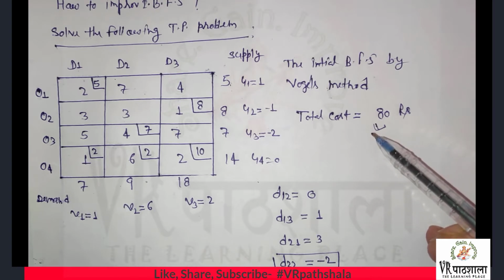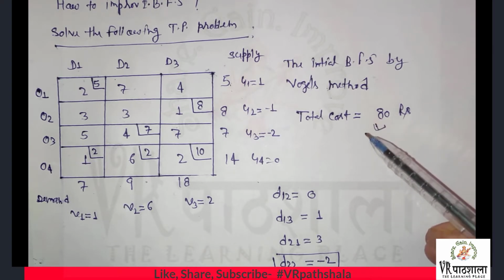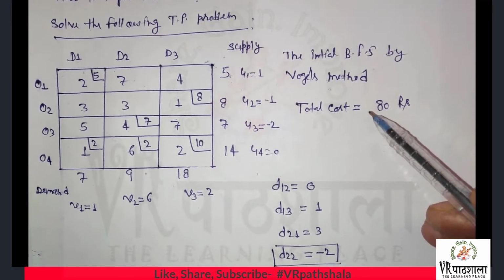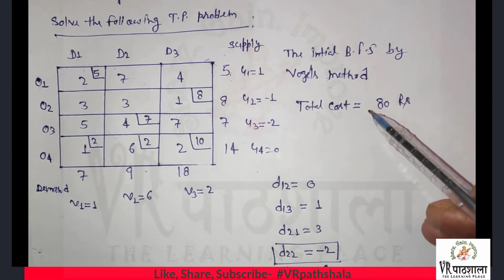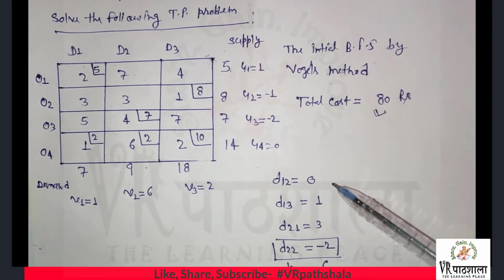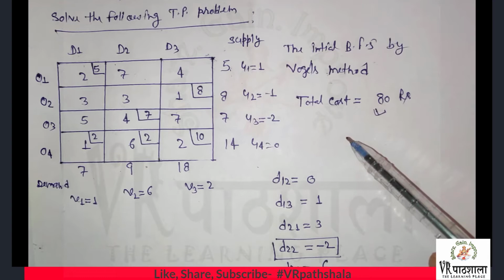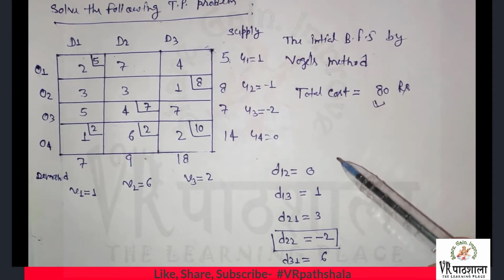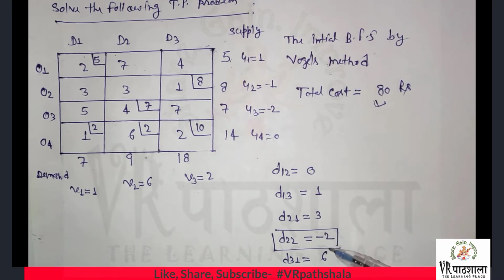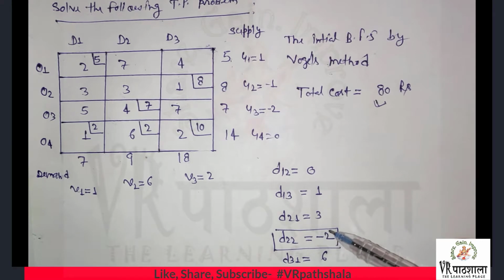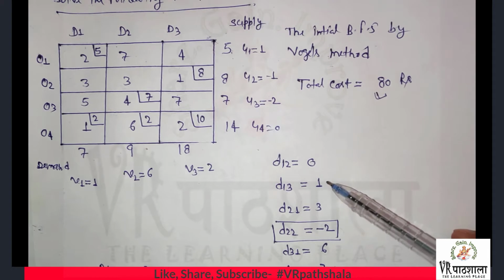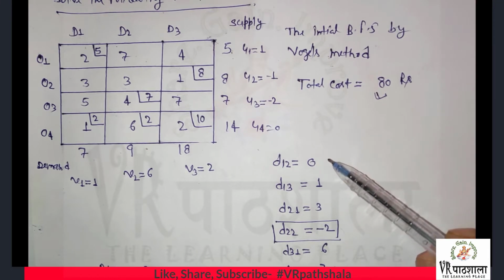So we will apply the optimality test, that is Modi method or UV method. For Modi method or UV method, please see my previous video. You can easily find the values of U and V. In the previous video, we also found the net evaluation for unoccupied cells, that is Dij for unoccupied cells. So we will find the net evaluation.